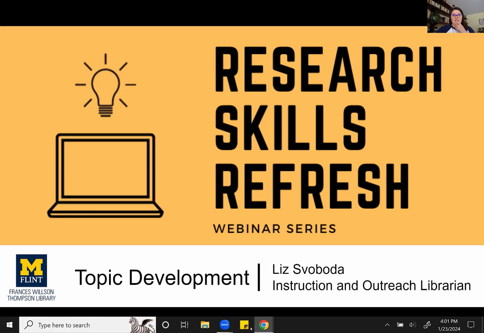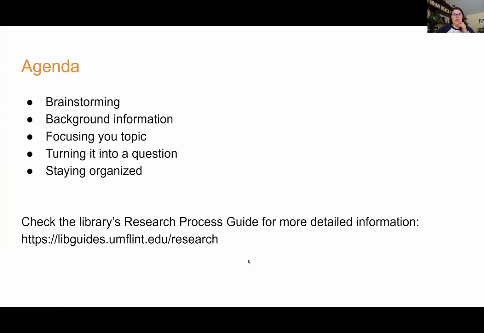On today's agenda, we are going to be talking about topic selection, and we're going to go through a few different steps that really help you develop your topic. And I will always say that the library has a research process guide that has a lot more information on this, and a lot more tips and other things to look at.